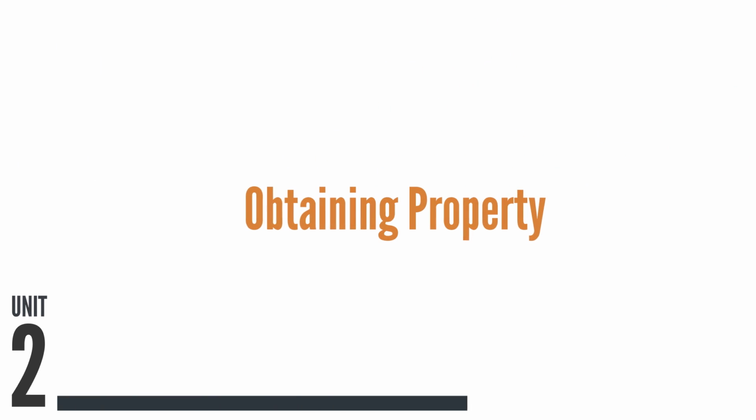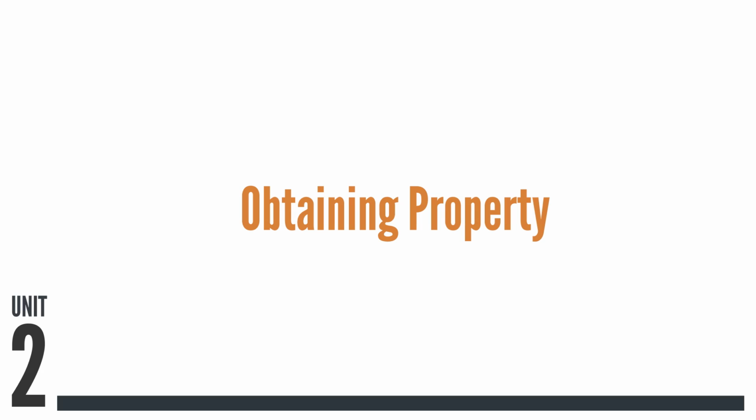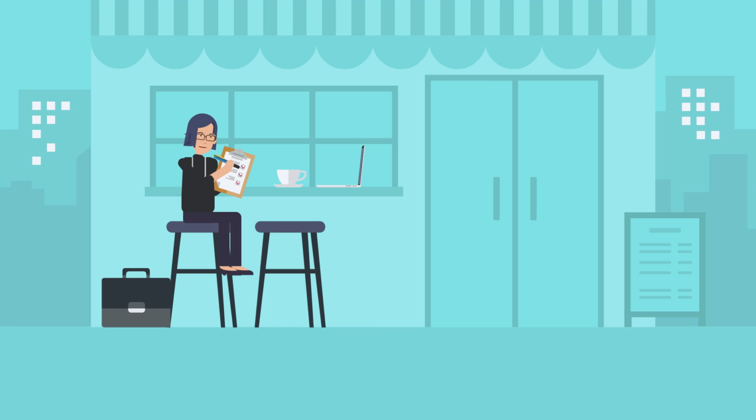Unit 2. Obtaining property. In this chapter we will learn about ways of acquiring property rights over real estate and taxes related to a transfer of property.